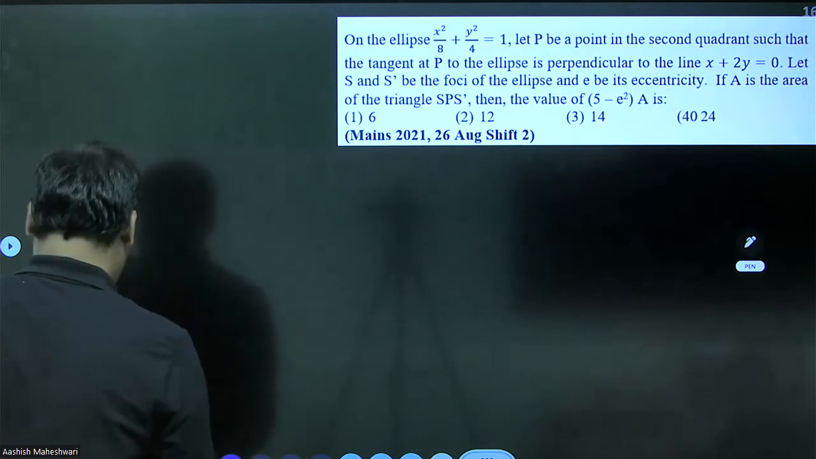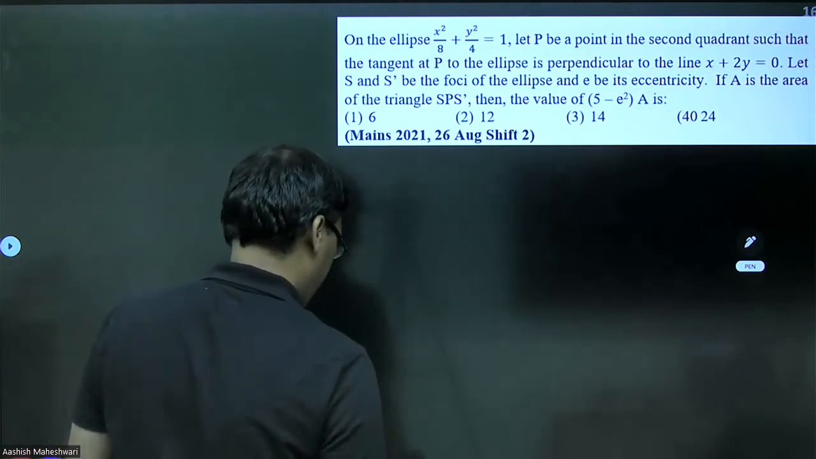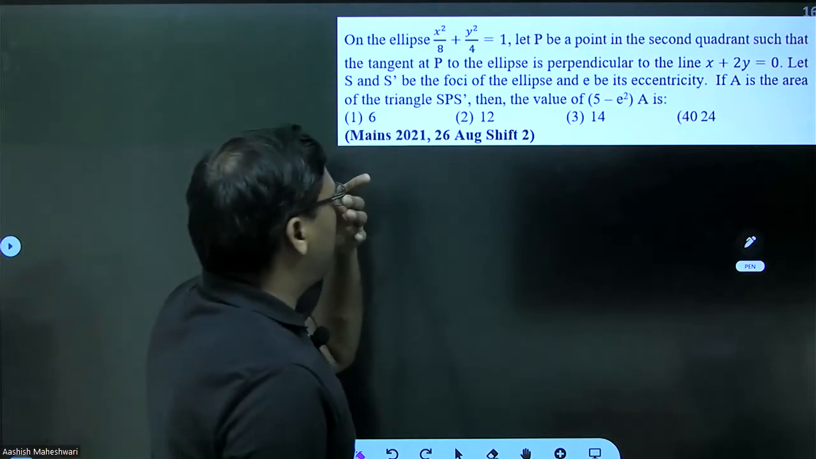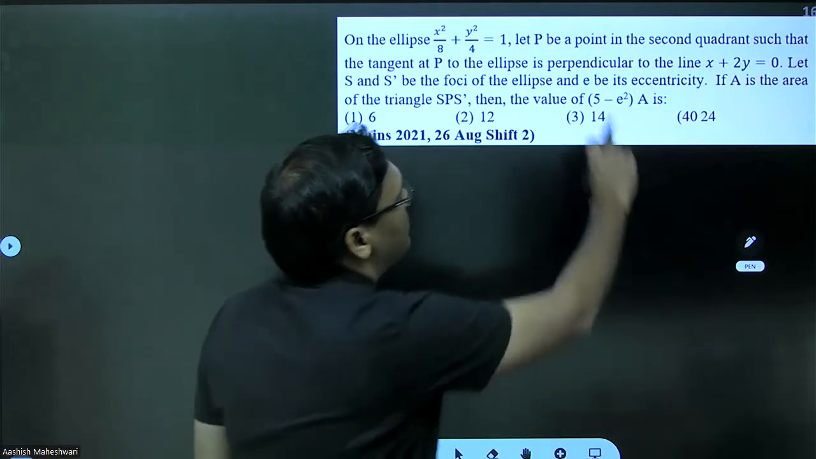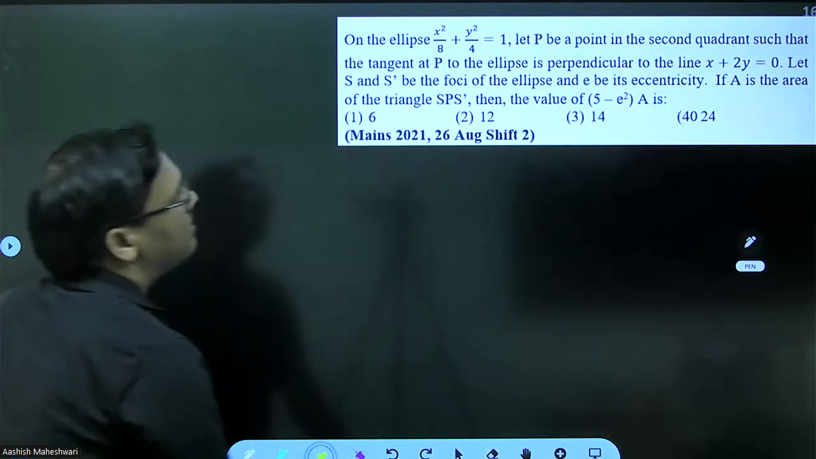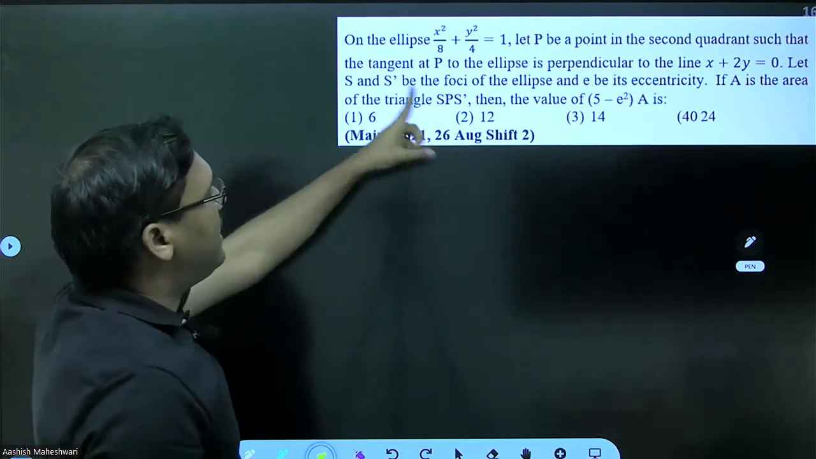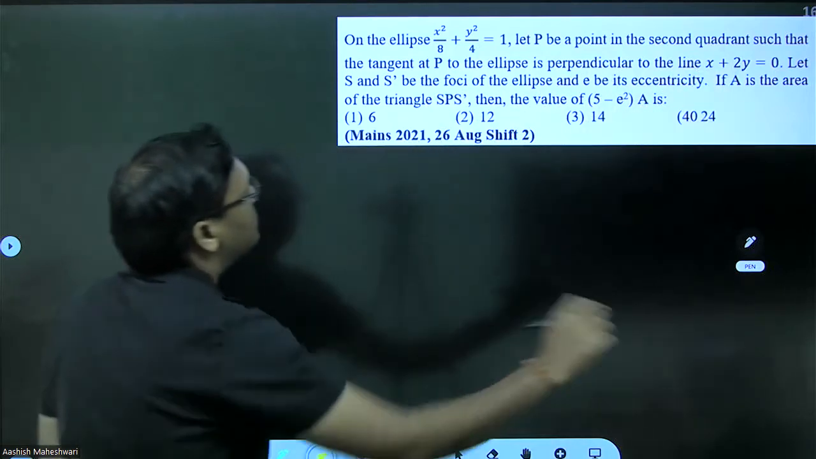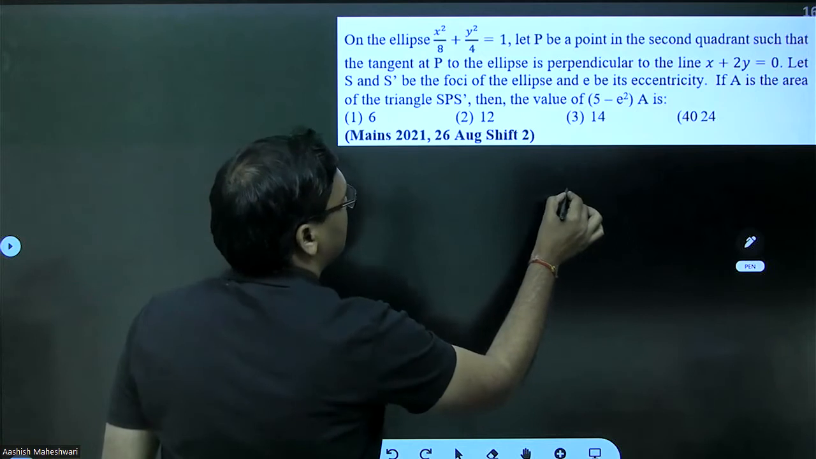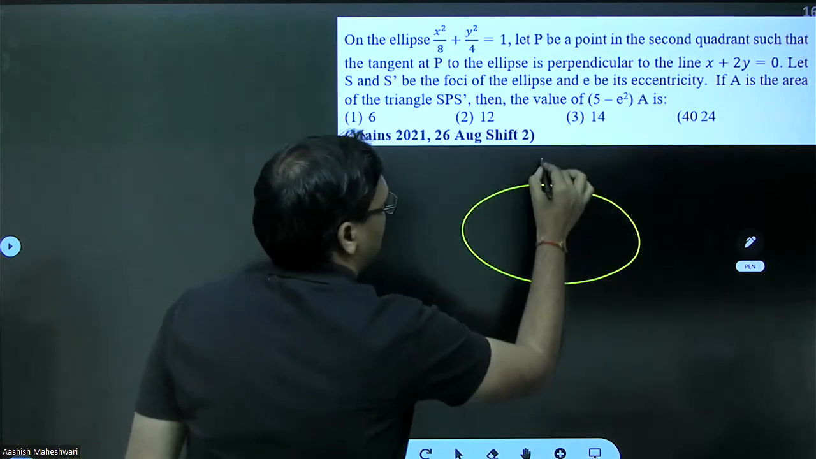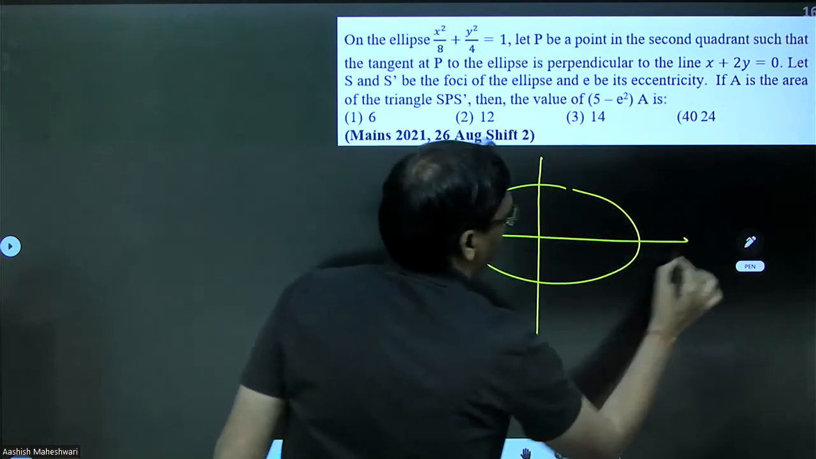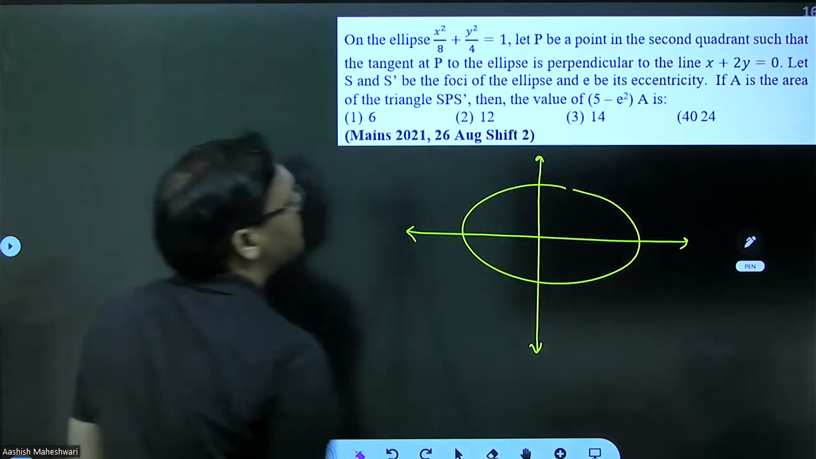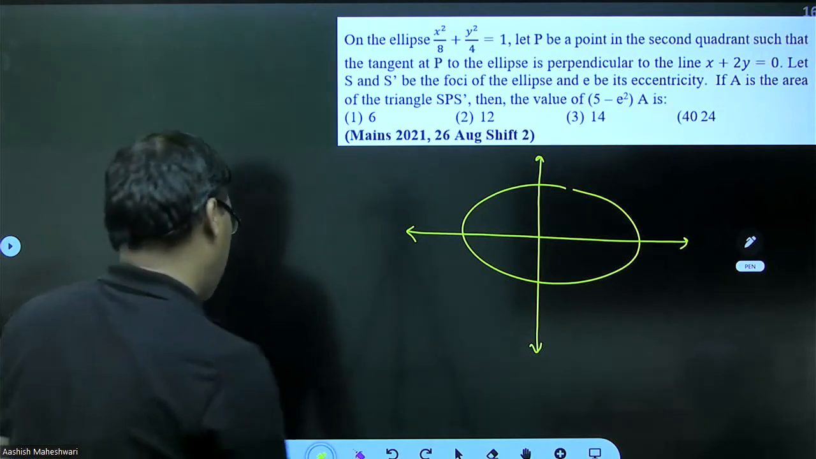The question here is, on the ellipse x square upon 8 plus y square upon 4 equal to 1, let P be the point in the second quadrant such that the tangent at P to the ellipse is perpendicular to the line. Okay. So let's draw the diagram. This is the ellipse x square upon 8 plus y square upon 4 equal to 1. We have P be a point on the second quadrant.